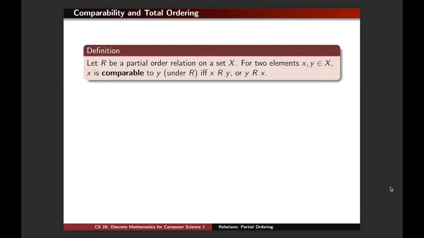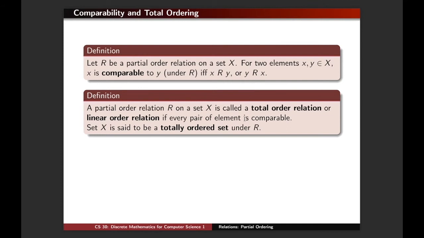Given a partial order relation, R, we say that two elements are comparable if and only if they are related with respect to R. A partial order relation R on a set X is called a total order relation or a linear order relation if every pair of elements is comparable. We then say X is a totally ordered set under R. So what is this saying? Every pair of elements is comparable.